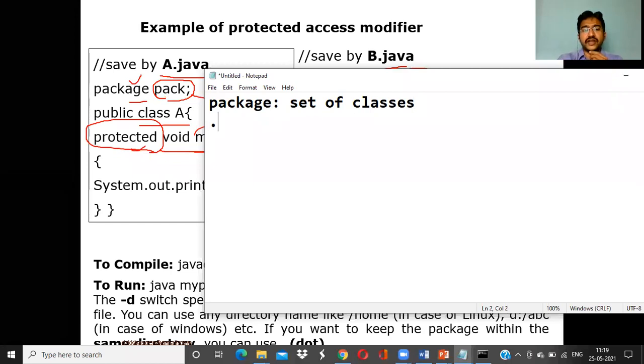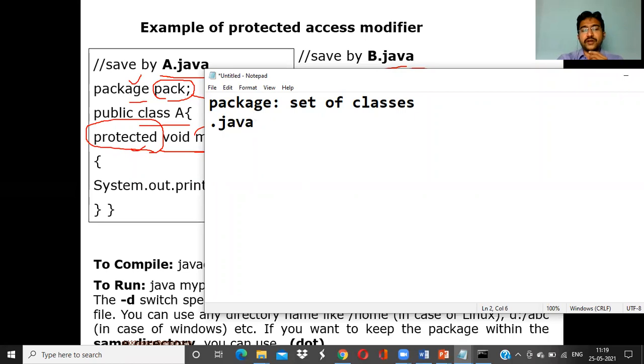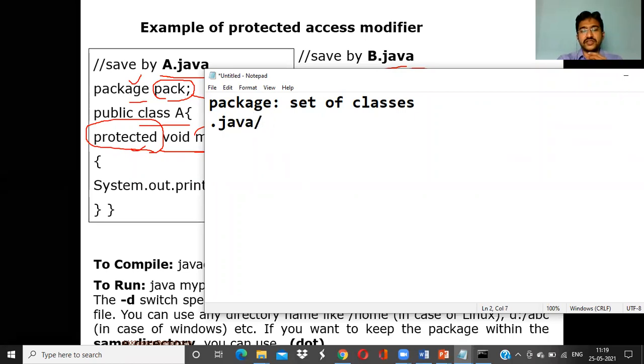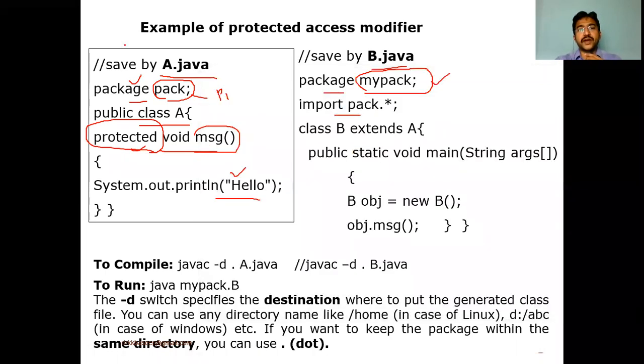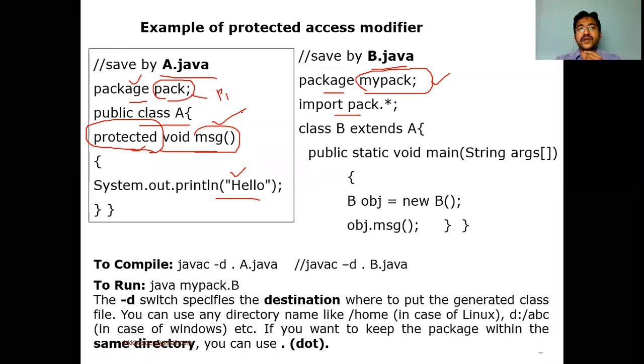Now, when you are compiling a .java program, what will it generate? It generates a .class file. Agree? Now, we are going to create a package here, that is pack. When I compile this class A, it will generate a class file, right? A dot class file. That class file will be available in the pack folder.